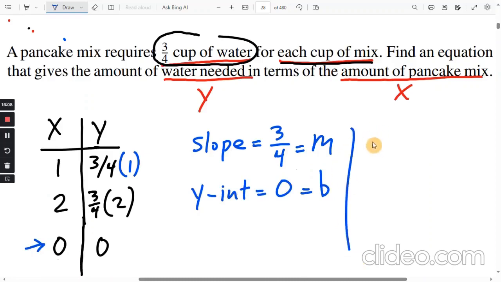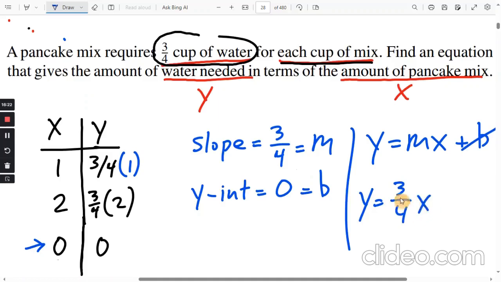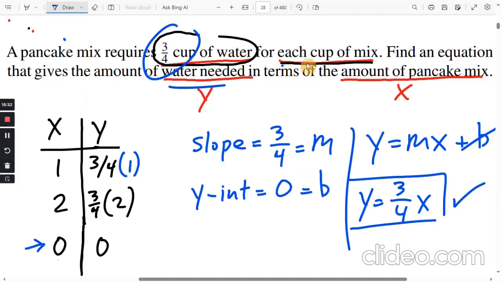So it's actually pretty simple, the equation y equals mx plus b. b is just 0. So it's going to be y equals m, which is 3/4, times x. That's it. Think about it. If the water is y and it goes up by 3/4 each time, that's your slope, 3/4. So that's it.